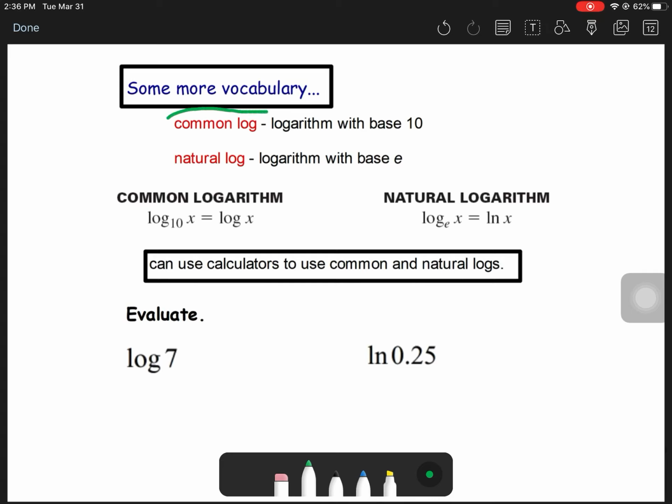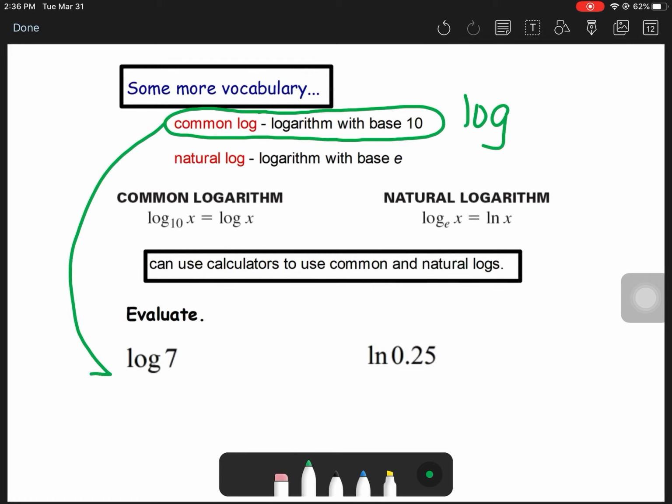The first one is called the common log, and when you look at that on your calculator, it should say LOG. When a problem is written with a common log, it will not have a base. It really means, though, log base 10 of 7. So what you'll do is press the LOG on your calculator, the number 7, and then the equal sign, and we're going to round it to 4 decimal places, 0.8451. So this is the LOG on your calculator.